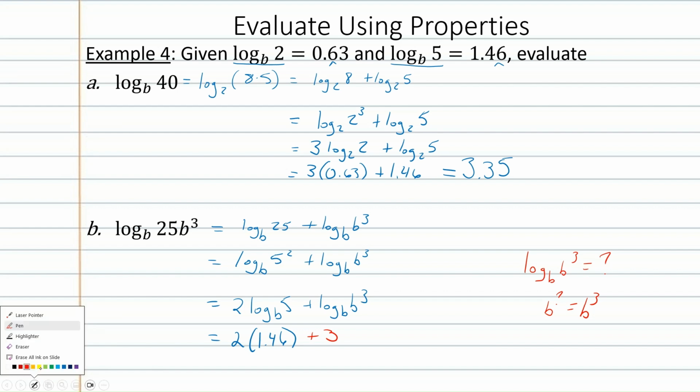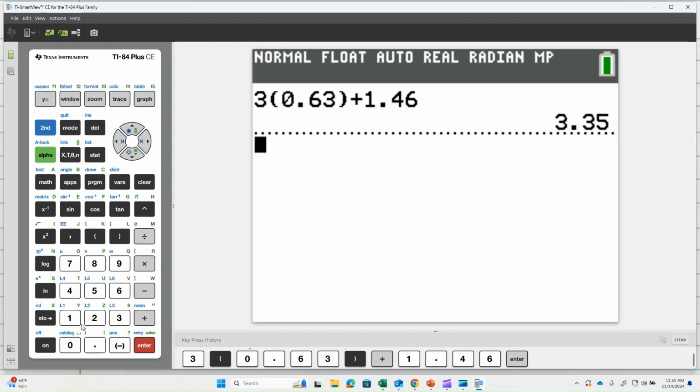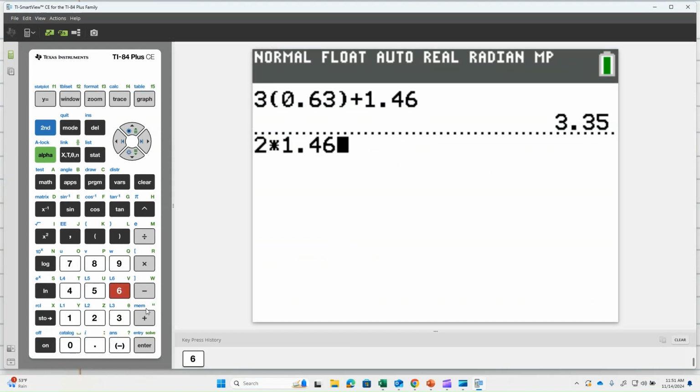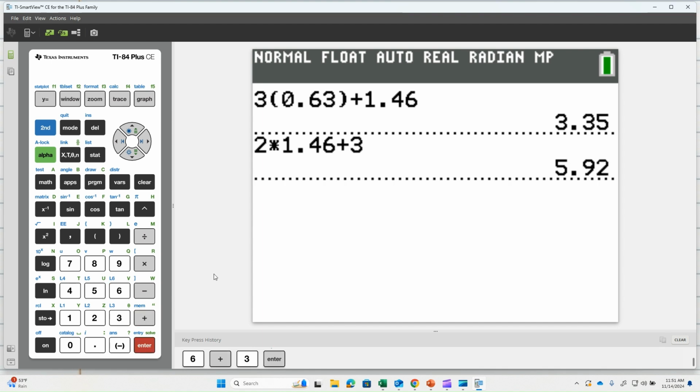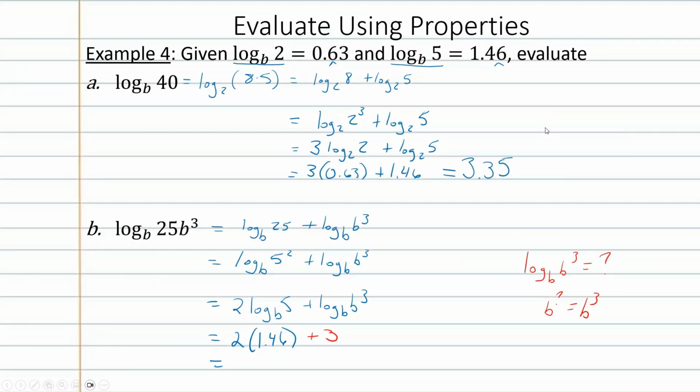Now all we have to do is type in our calculator 2 times 1.46 plus 3. We got 5.92. And we have our answer there.